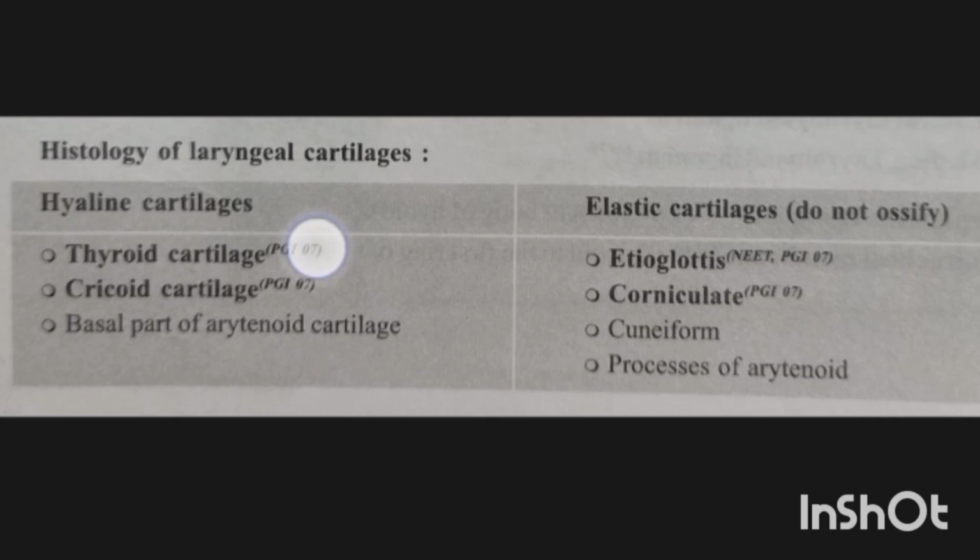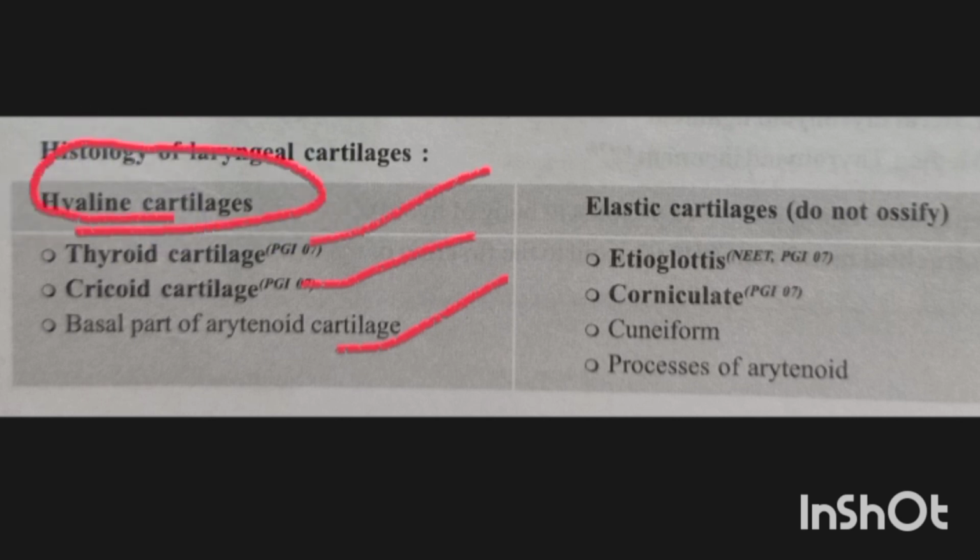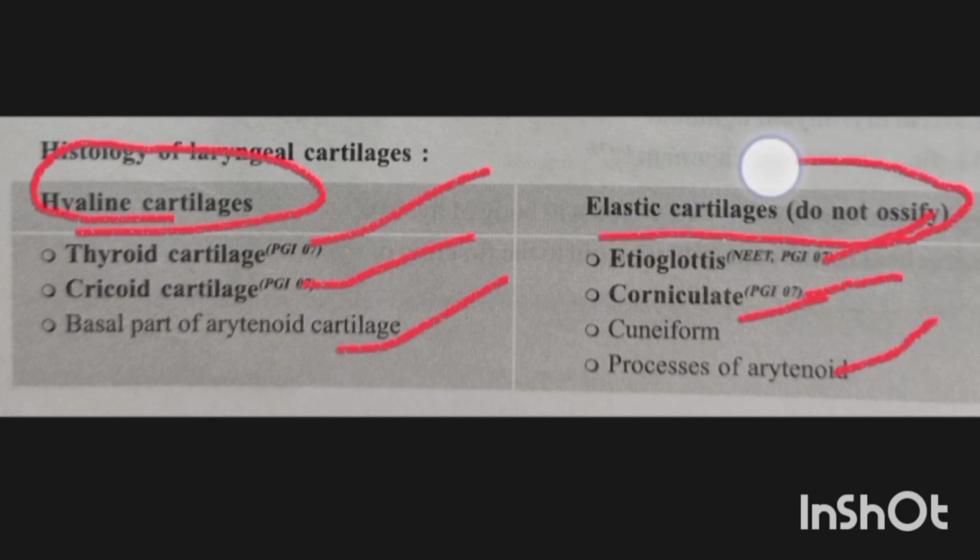Now let us see the laryngeal cartilages and their types. Thyroid cartilage, cricoid cartilage, and basal part of arytenoid cartilages are hyaline cartilages, whereas epiglottis, corniculate, cuneiform, and process of arytenoid are elastic cartilage. They do not ossify.